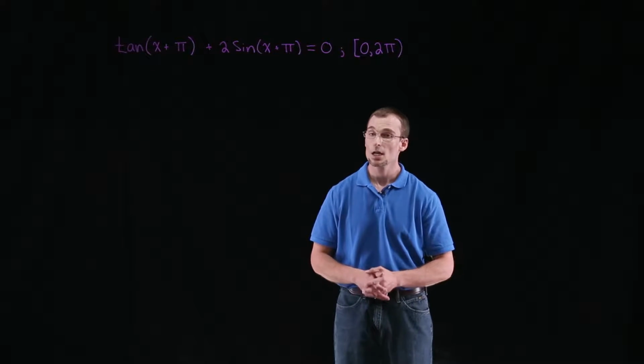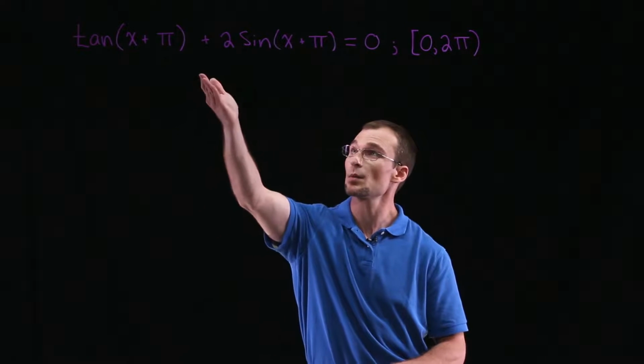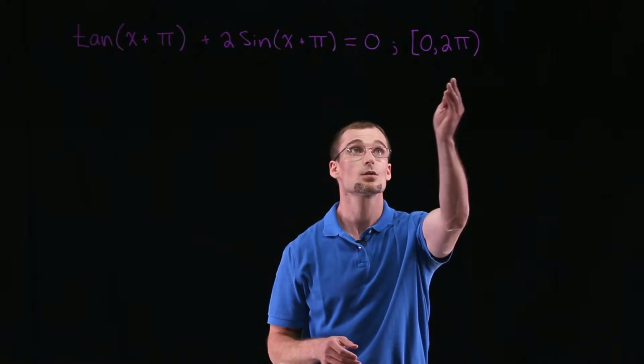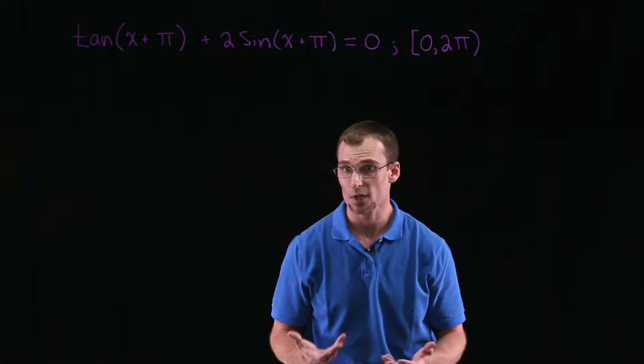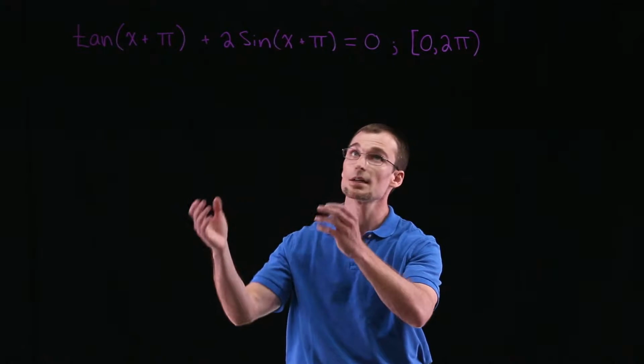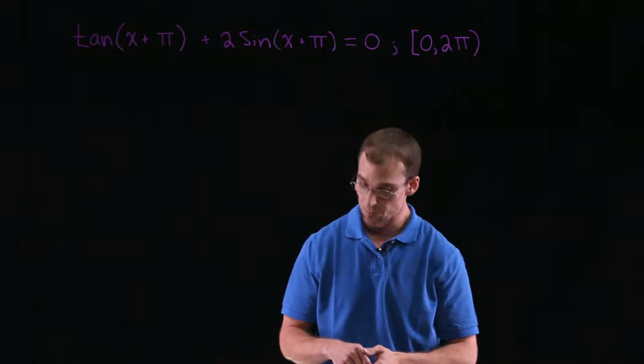Welcome everybody, I'm Adam. And in this problem, we're going to be finding all solutions of the equation tangent of x plus pi plus 2 times the sine of x plus pi equal to 0 on the interval from 0 to 2 pi. Now when solving trigonometric equations, the way we go about it is getting all of our trig functions to one side and all constants to the other and trying to simplify from there.